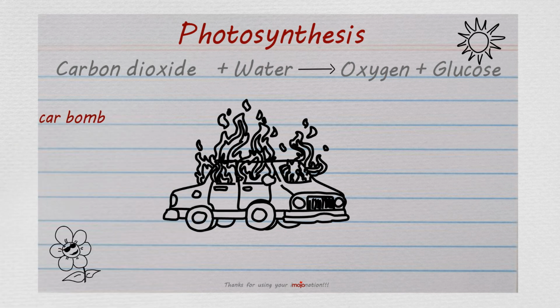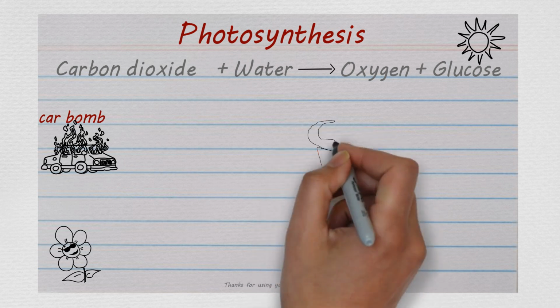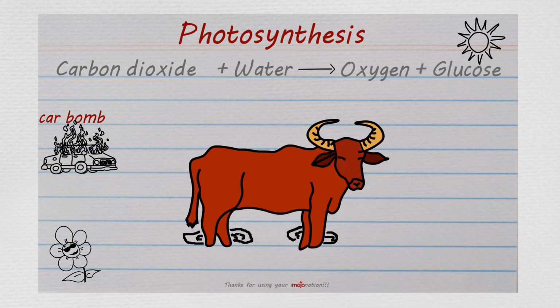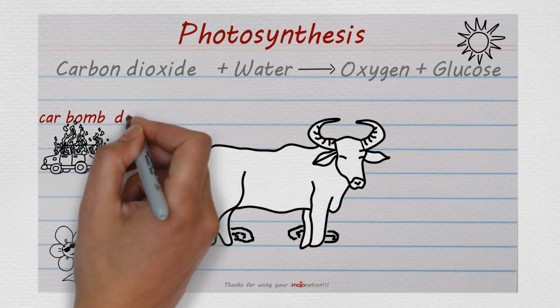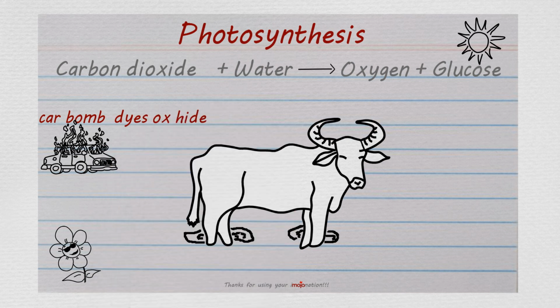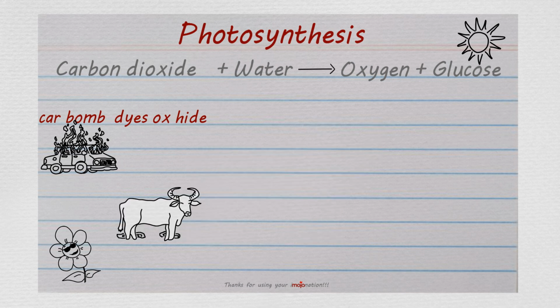Think carbon. Imagine there's a field of oxen nearby, looking glorious in their golden brown hides. But the shock of the car bomb turns their hide white. The car bomb dyes the oxhide. So the first element of the equation is car bomb dyes oxide, or carbon dioxide.